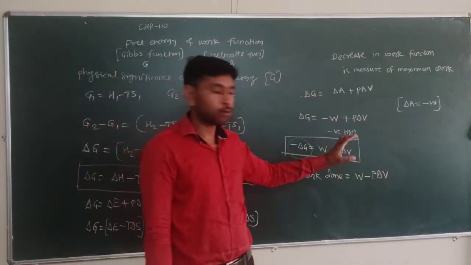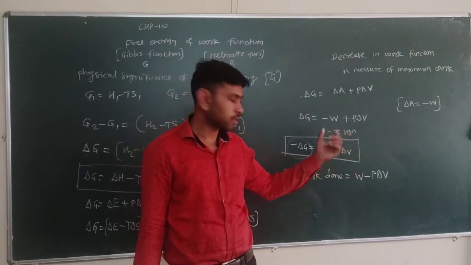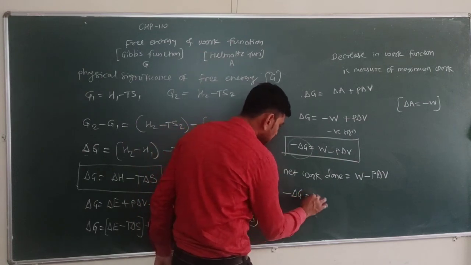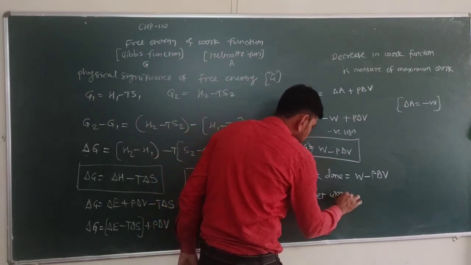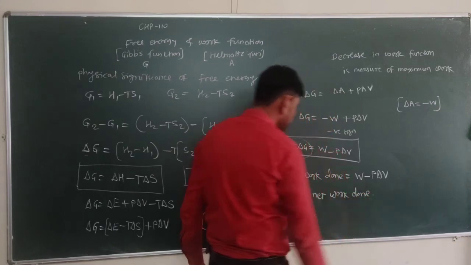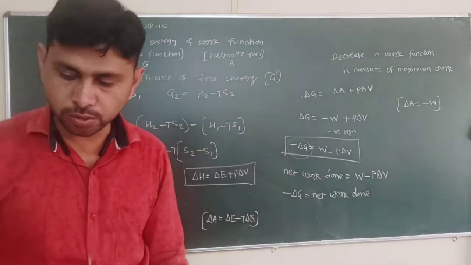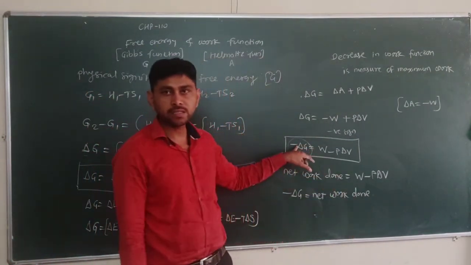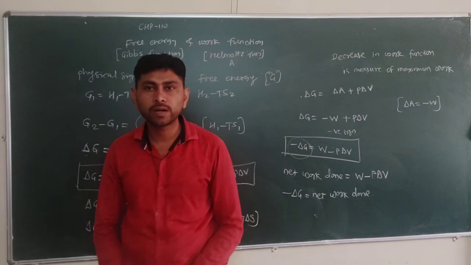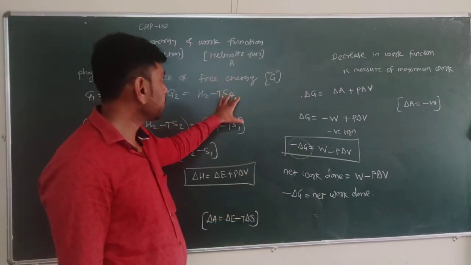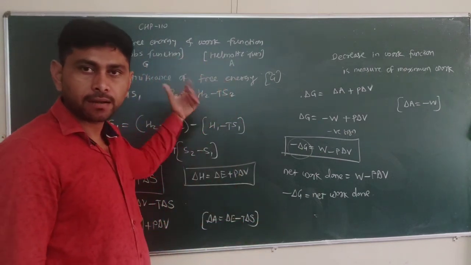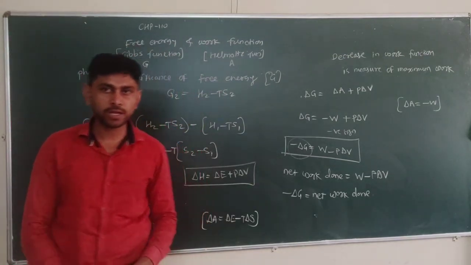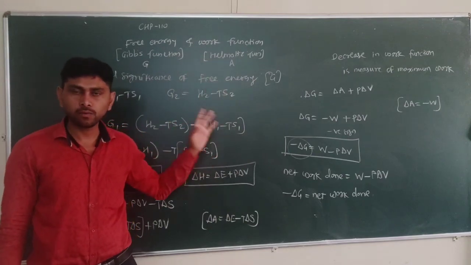From this work, we see how much pressure volume type of work is done. So minus delta G represents net work done, which is W minus P delta V. This is the physical significance of free energy. Decrease in free energy gives net work done. And earlier we saw the physical significance of work function. Okay, so this is about free energy and work function.